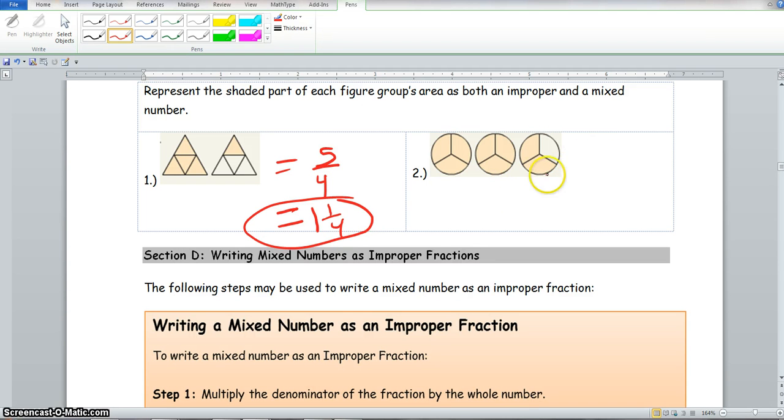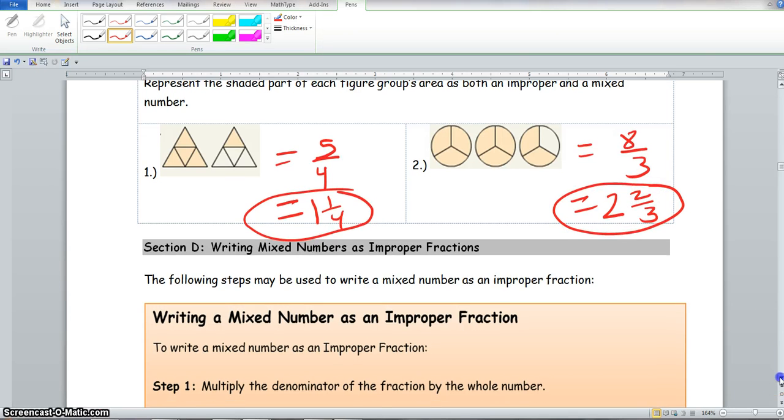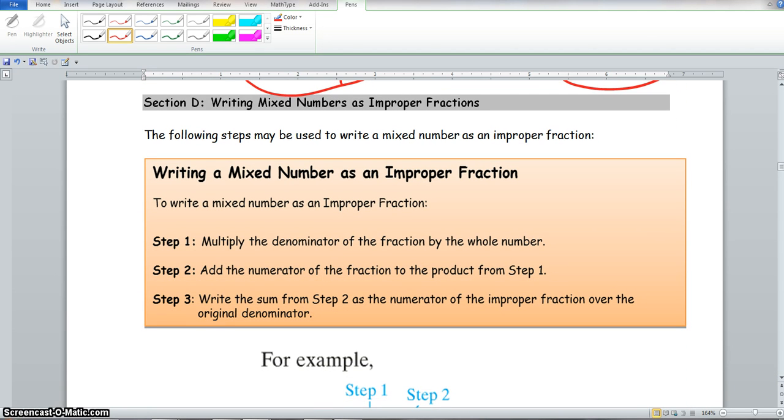Now we come to number 2. Same thing, our denominator here would be 3. Our numerator would be 8. So that's 8/3. So now we will write this as a mixed number. We have 2 wholes that's shaded, and then we're left with 2/3. So it's 2 2/3. Now it says the following steps may be used to write a mixed number as an improper fraction.